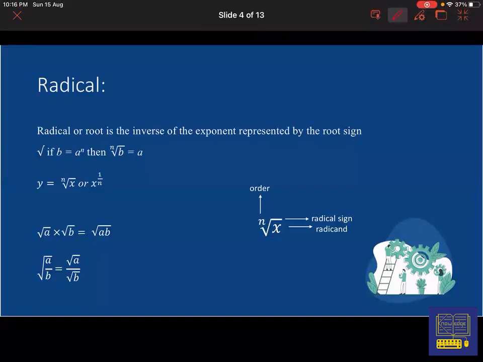Now, the inverse of exponents is a radical, and the inverse of addition is subtraction, and the inverse of multiplication is division, right? So what is a radical? You would have seen this sign, right? If I have, let's say, 2 to the power of 2 equals 4, then the inverse of this would be represented by this, right? And this can also be written as 4 to the power of 1 by 2 equals 2.